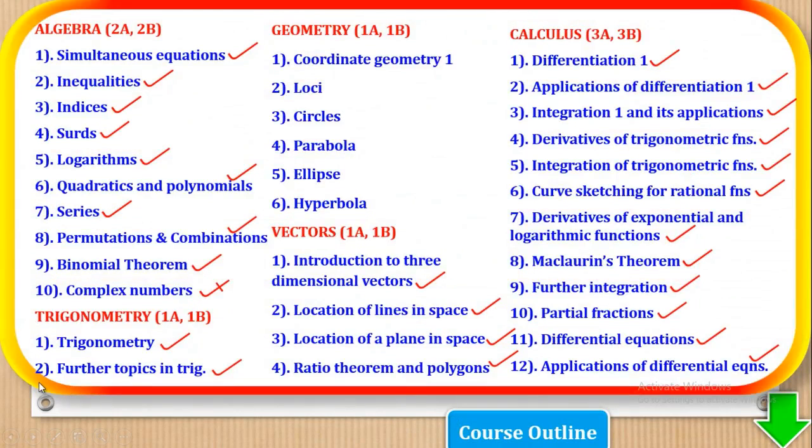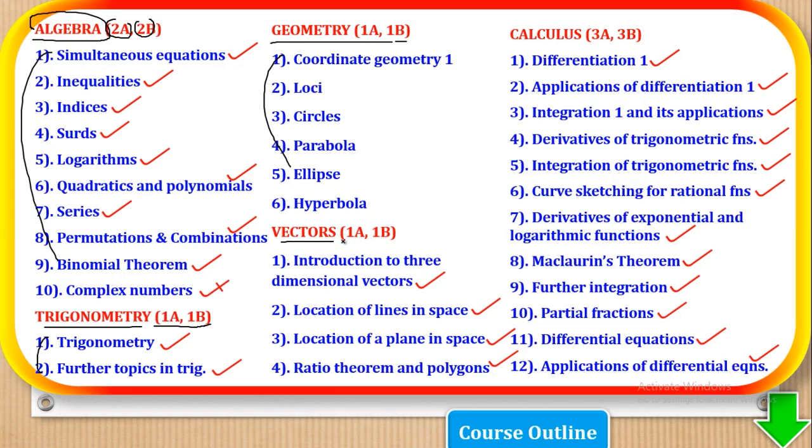So let's first look at the course outline for this paper. Math paper 1 can be divided into 5 parts. The first part is algebra, where 2 questions come in section A and 2 in section B. Next is trigonometry, where 1 comes in section A and 1 in section B. Next is geometry, with 1 in section A and 1 in section B. The next is vectors, with 1 in section A and 1 in section B. And lastly, calculus, where 3 questions come in section A and 3 in section B.